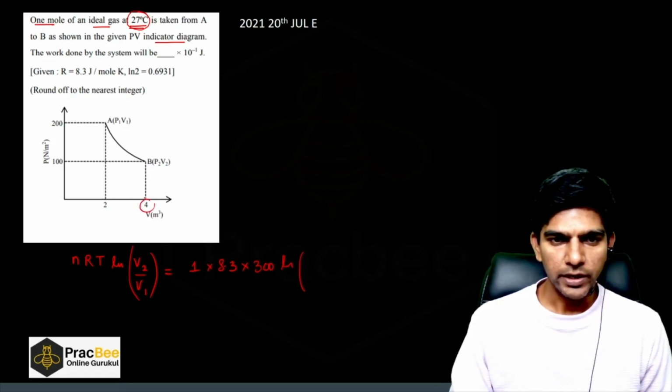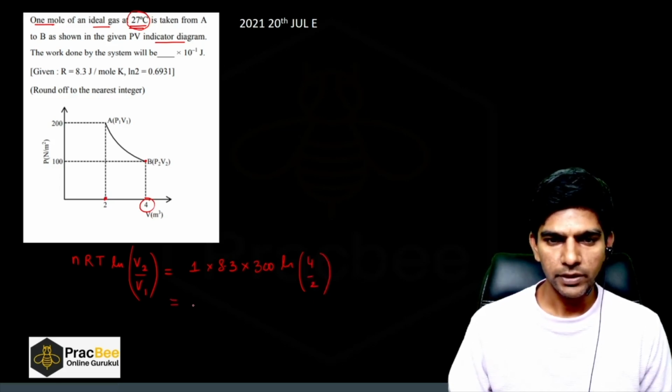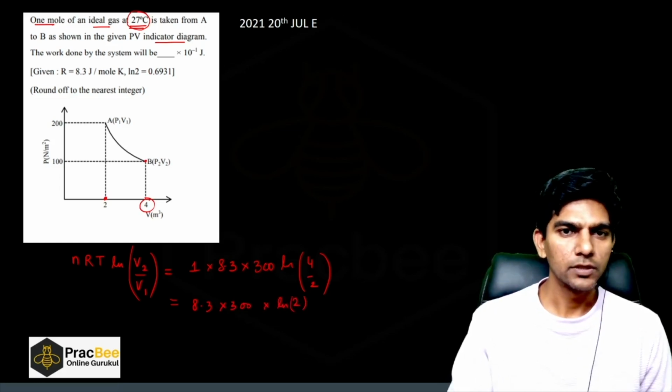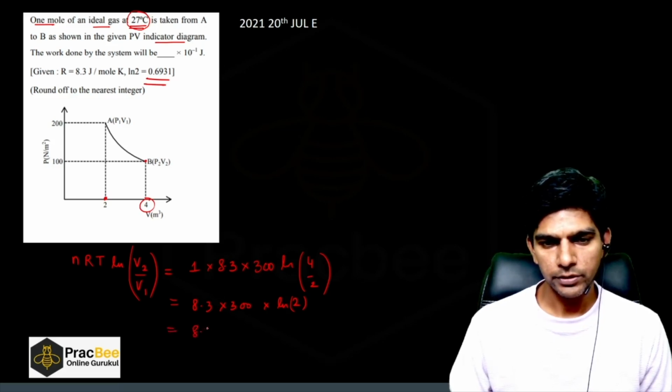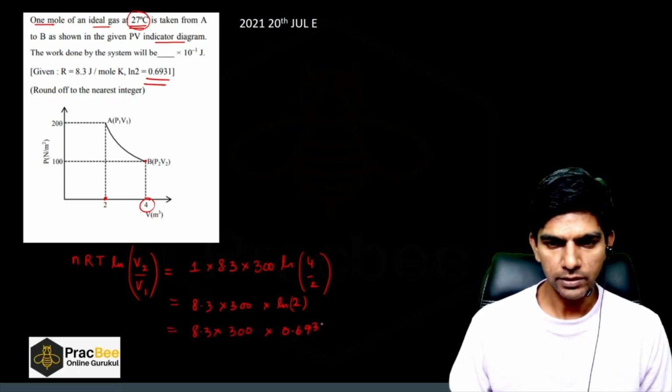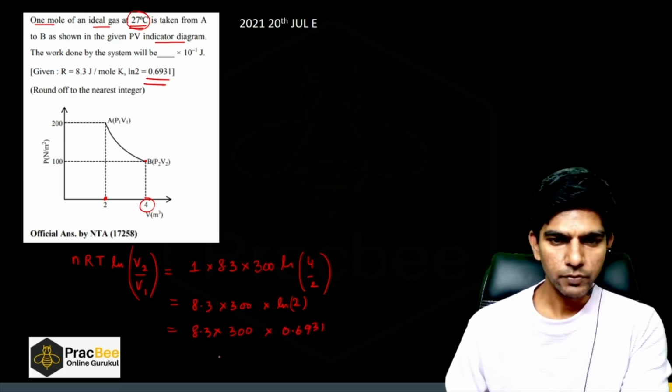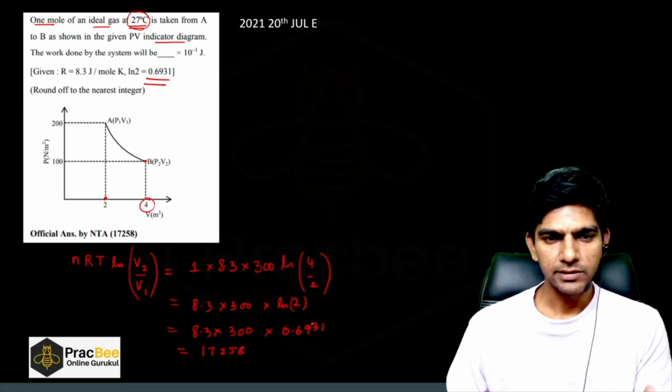And final volume is 4 meter cube. Initial volume is 2 meter cube. So we can say 4 by 2. So this will be 8.3 times 300 times ln 2. And this natural log 2 is nothing but 0.6931. So 8.3 times 300 times 0.6931. So if we simplify this, we will get around 17258. That is the answer to the nearest.